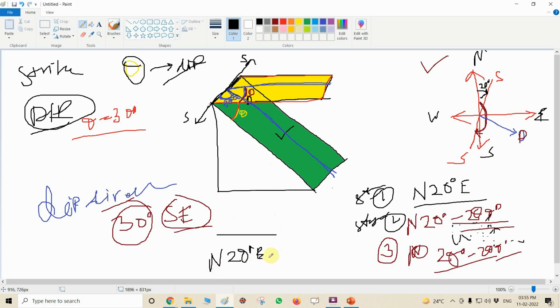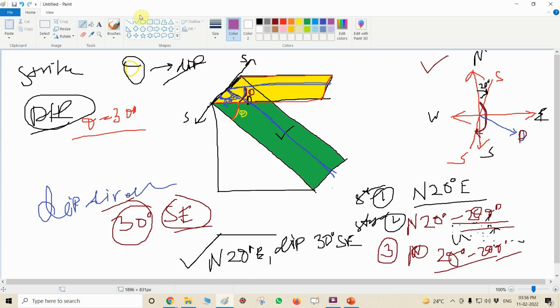20 degree east, and the dip you will write as 30 degree southeast. This is how you will define a bedding plane. So this is very basic for structural geology. Now you have the idea of strike and dip. Now what will happen, tell me. You people are from the civil engineering branch, so these things are very easy for you, I think.